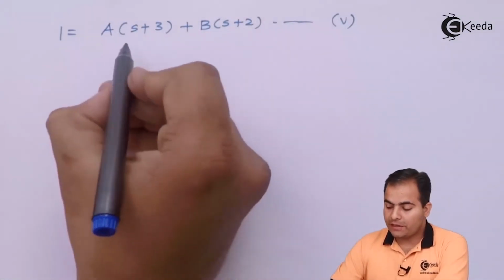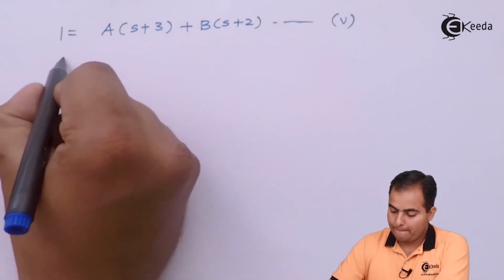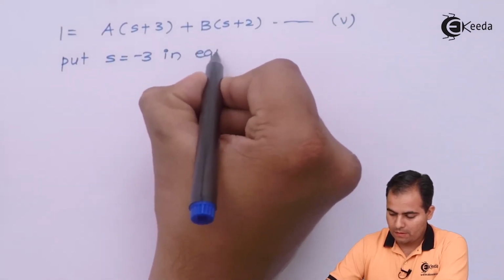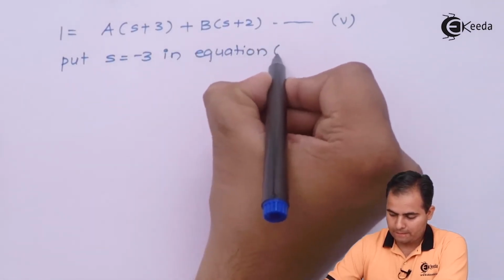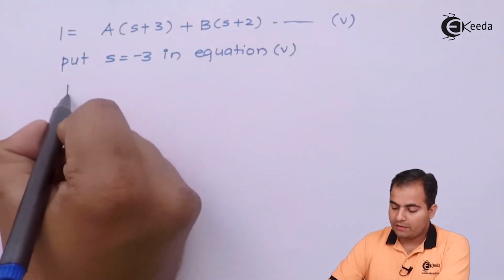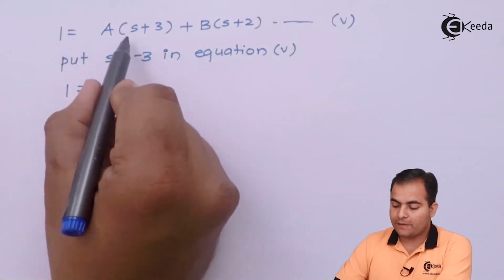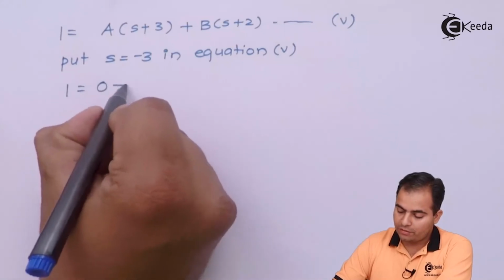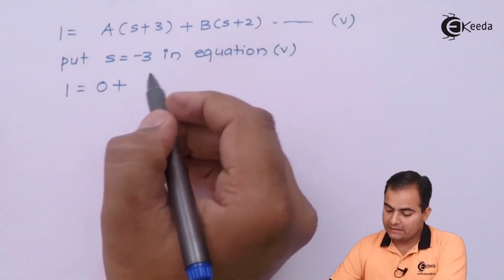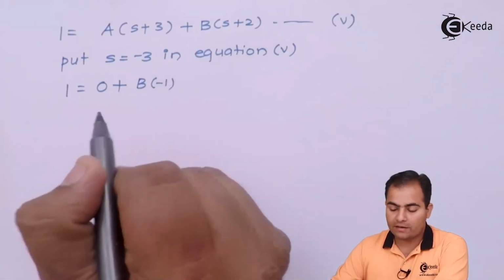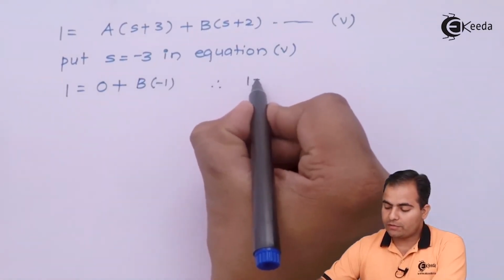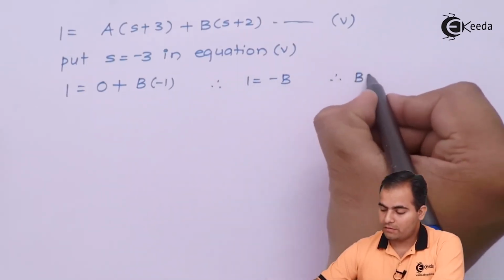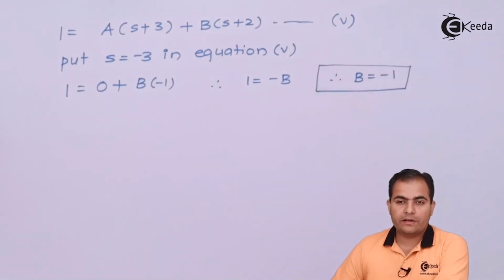What is the next step? Substitute s equals minus 3. In equation 5, what you will get? On the left hand side we have 1, but this s is replaced by minus 3, so the whole bracket will give us 0, so 0 into a becomes 0. And minus 3 plus 2, the answer is minus 1, so we have minus 1 inside this bracket. So what you will get? 1 equals minus b. Therefore, if I multiply by the minus sign on both sides, our b value is minus 1.